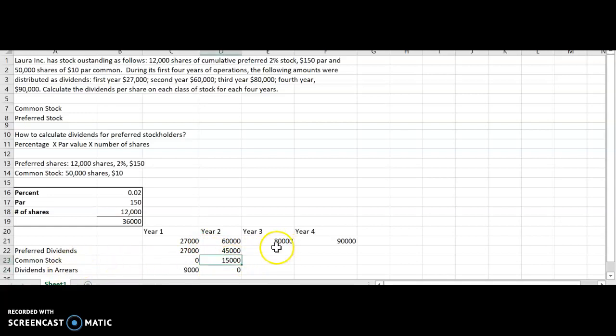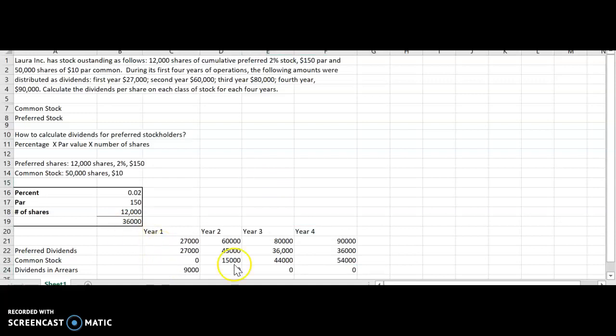For year 3, we have $80,000 of dividends, so the preferred will get their full amount, 36,000, and then the common stock will get 80,000 minus the 36,000 that we paid to preferred, and we don't have any dividends in arrears. Year 4, we also have enough, so we're going to give the preferred 36,000, and then we're going to give the common the 90,000 minus the preferred, and we still have no dividends in arrears.